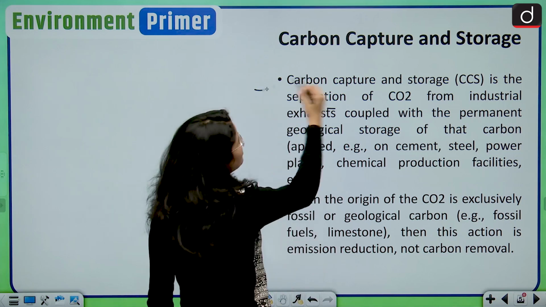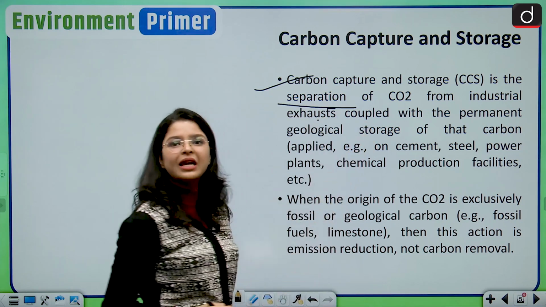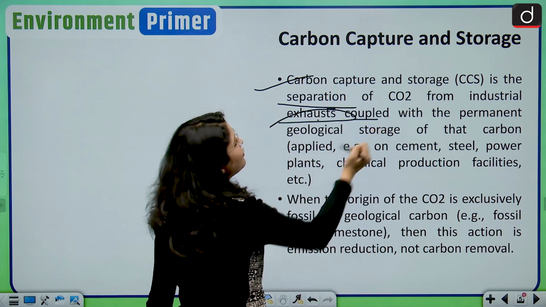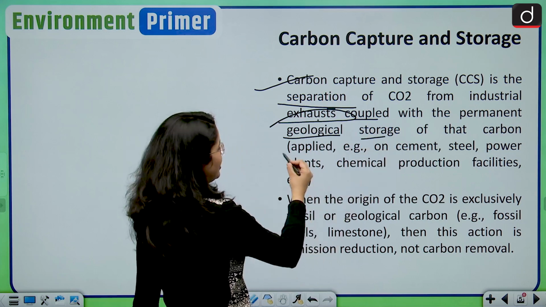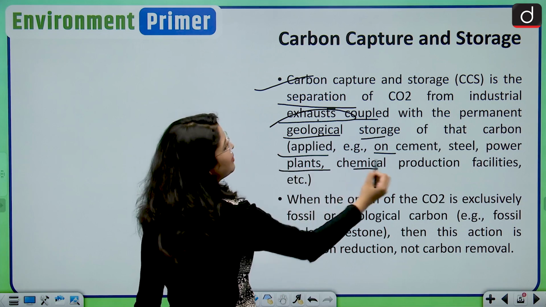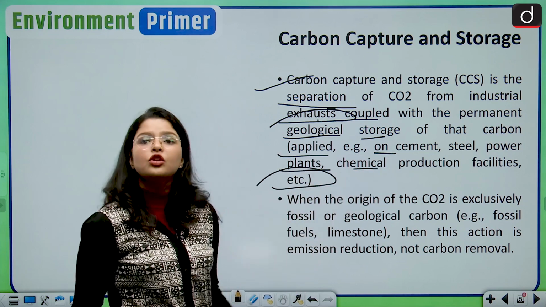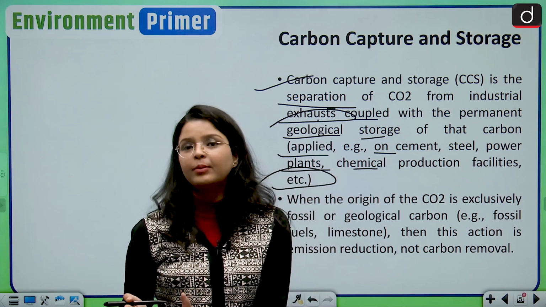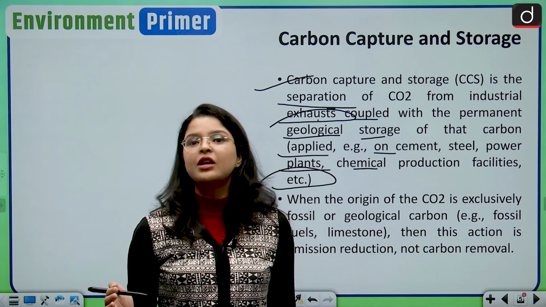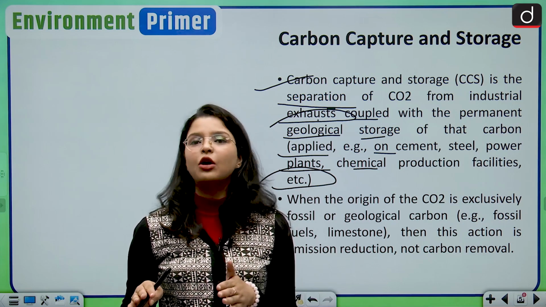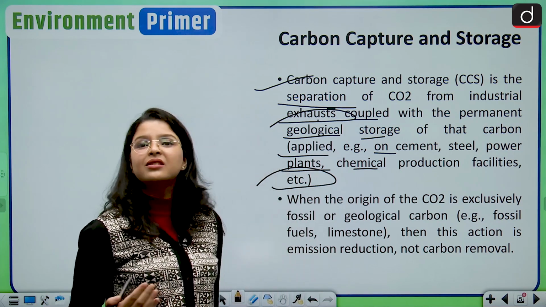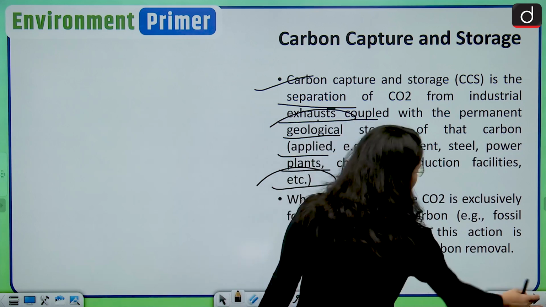Okay, so carbon capture and storage is the separation of carbon dioxide, as I have explained to you, from industrial exhaust coupled with the permanent geological storage of that carbon, and it is applied on cement, steel, power plants, chemical production facilities, etc. All of these are sources of carbon dioxide emissions, and we are directly targeting these sources so as to separate this carbon dioxide from other gases and bury it deep down within the earth. Okay, now let us understand this better by a pictorial representation of it.